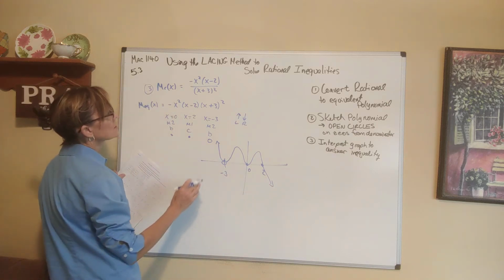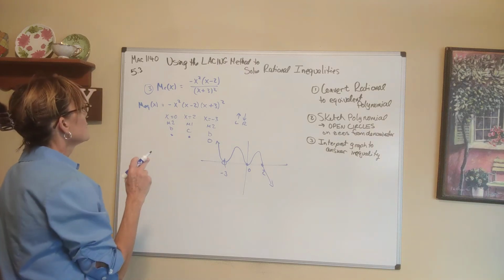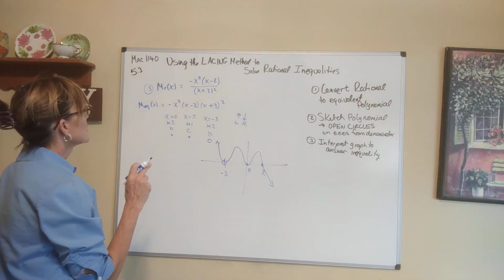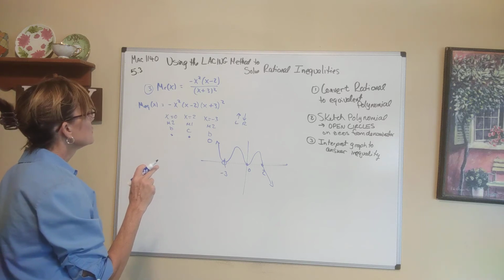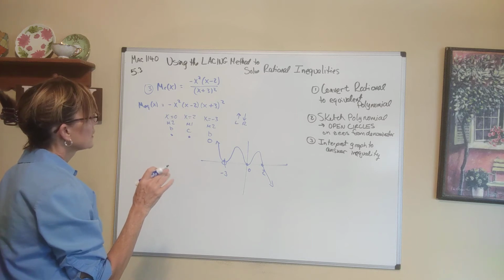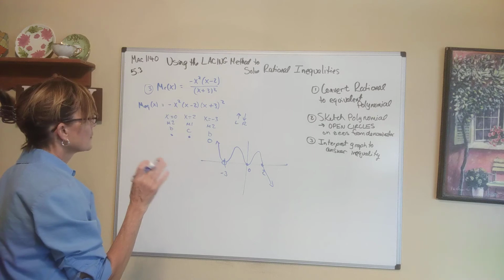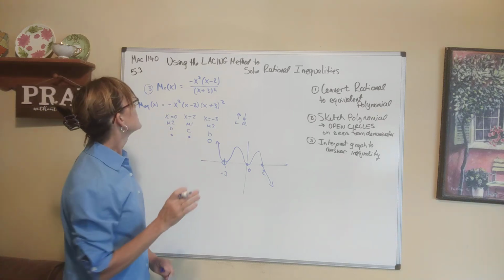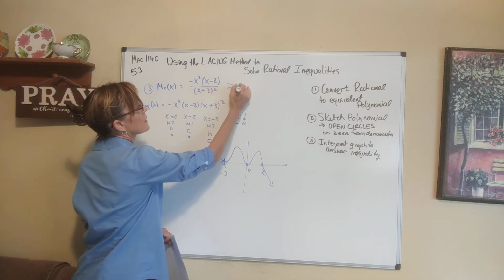All right, so let me just make sure I haven't messed up. 0, multiplicity of 2, bounce. Negative 3, multiplicity of 2, bounce. 2, multiplicity of 1, cross. Open circle, closed, closed, end behavior: negative, odd, up. Okay, I like it. So now, what we're supposed to answer here is, where is this greater than 0?